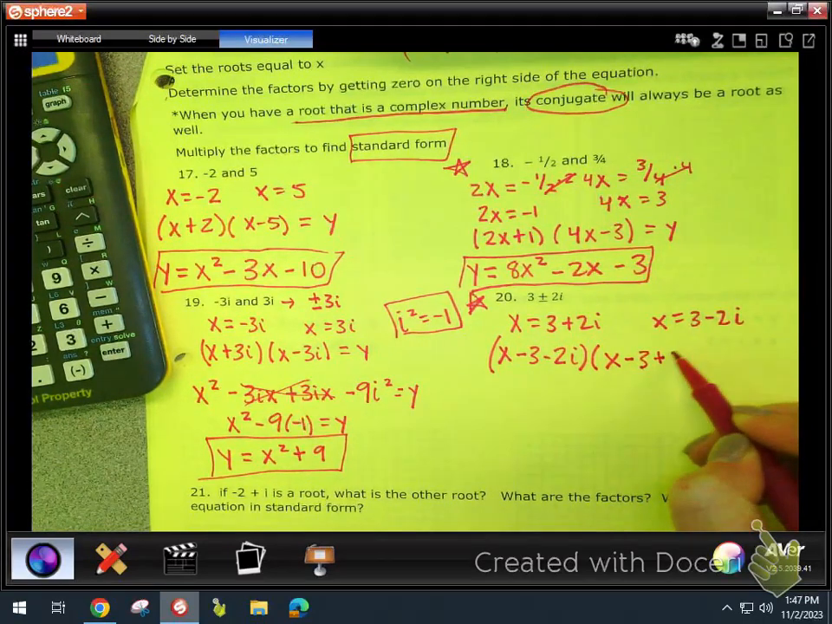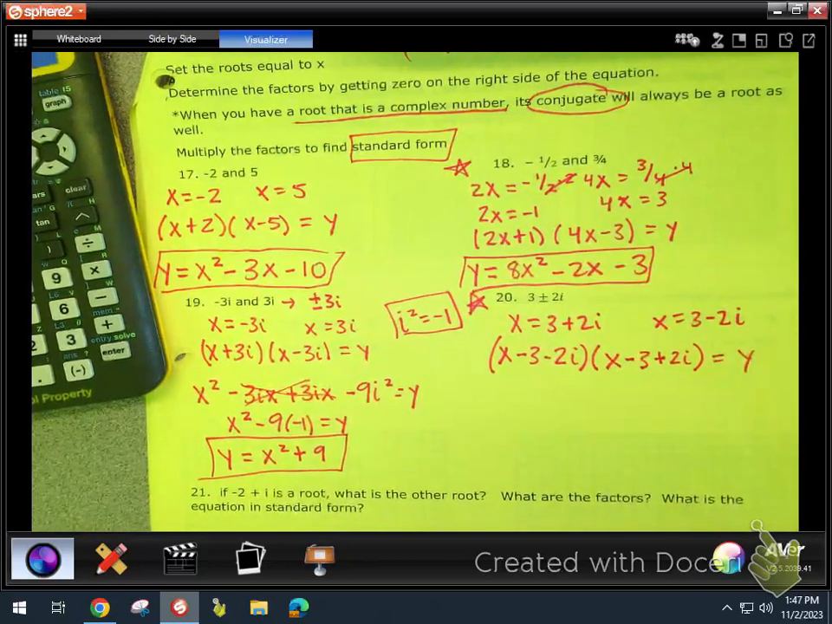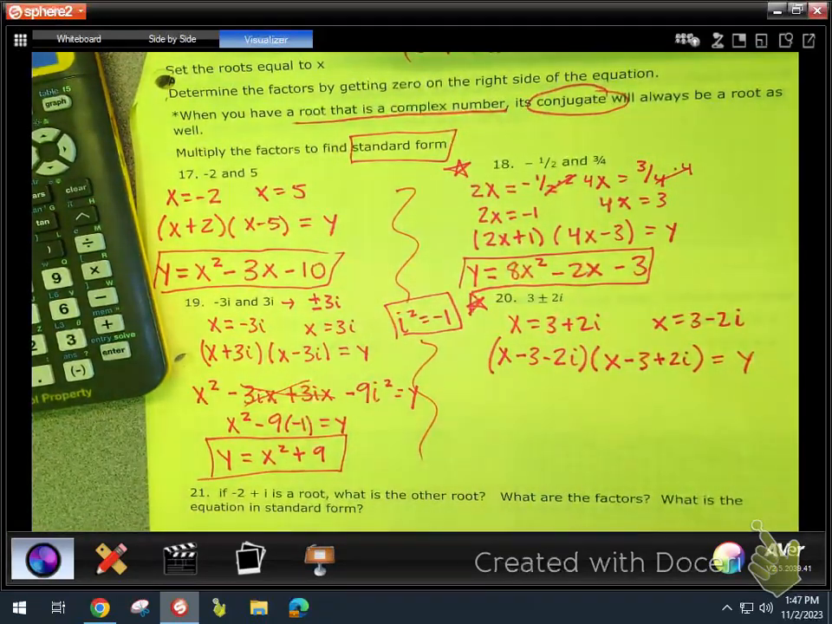Minus 3 plus 2i equals y. Is it FOIL? Not technically FOIL, because FOIL is for multiplications. FOIL only works when you have 2 terms times 2 terms. This is a trinomial times a trinomial.